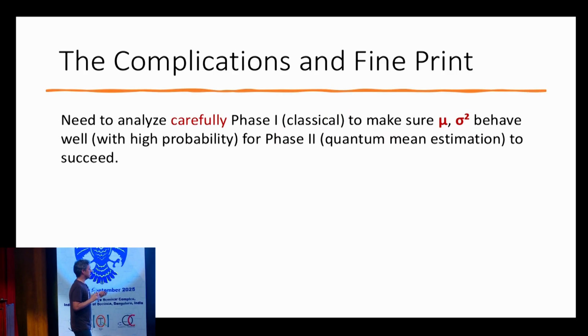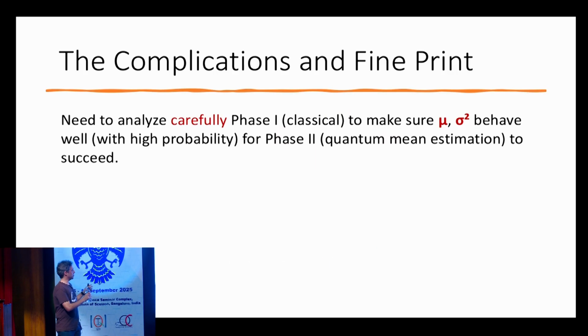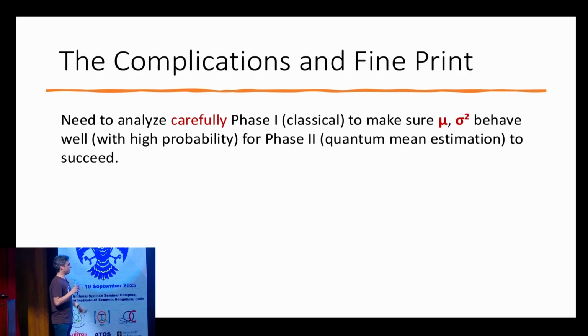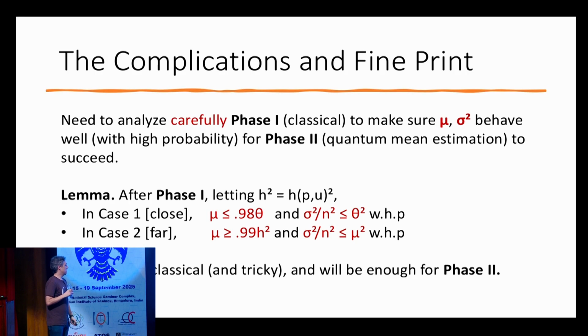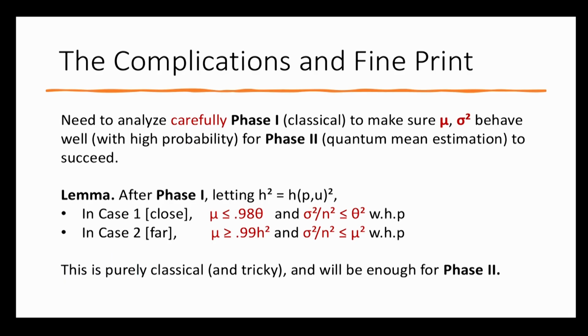To do that, we actually need to do a lot of classical analysis for phase 1 to make sure that those 2 random variables, mu and sigma squared, actually do the right thing. And this is what we end up proving. So essentially, this is exactly what I said.